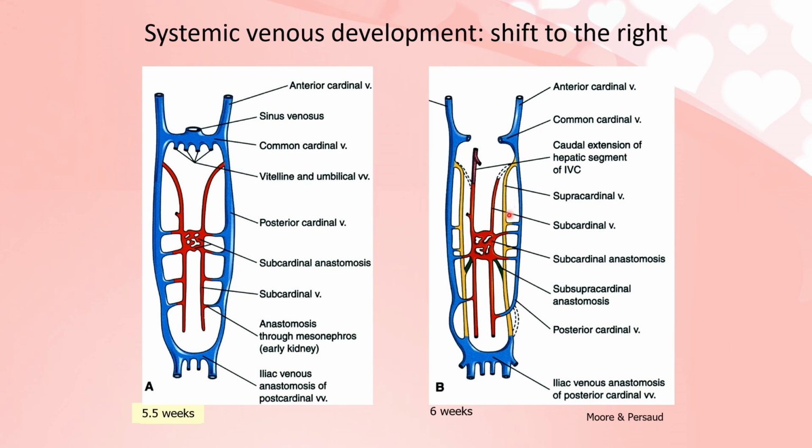This yellow color is the supracardinal vein. This supracardinal vein then forms an anastomotic channel with the subcardinal vein. Here you can see this green color area. This is the supracardinal anastomosis, and later on, on the right side, it will contribute to the formation of the inferior vena cava.